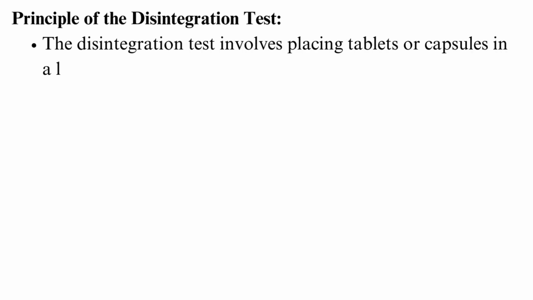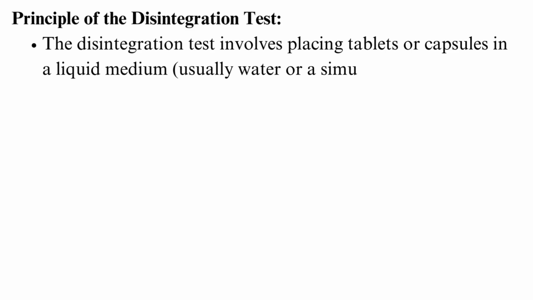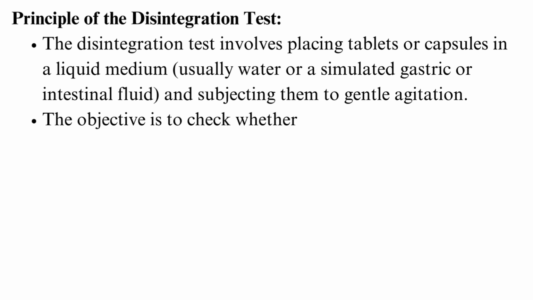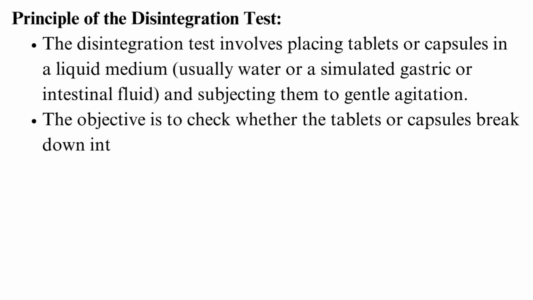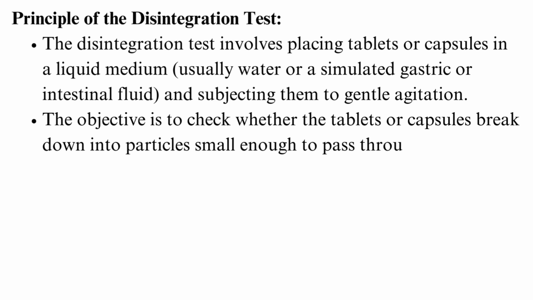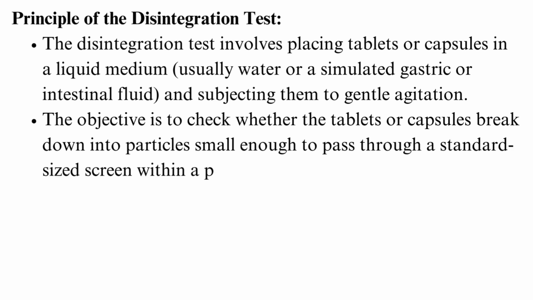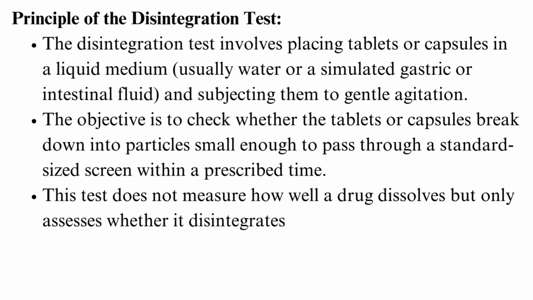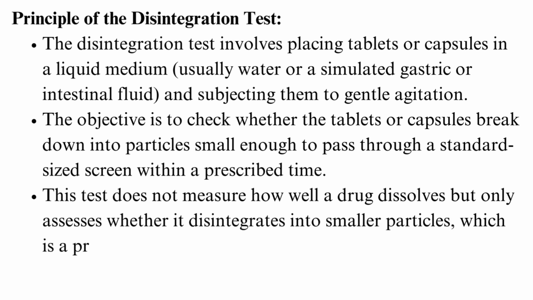The disintegration test involves placing tablets or capsules in a liquid medium, usually water or a simulated gastric or intestinal fluid, and subjecting them to gentle agitation. The objective is to check whether the tablets or capsules break down into particles small enough to pass through a standard-sized screen within a prescribed time. This test does not measure how well a drug dissolves but only assesses whether it disintegrates into smaller particles, which is a prerequisite for dissolution.